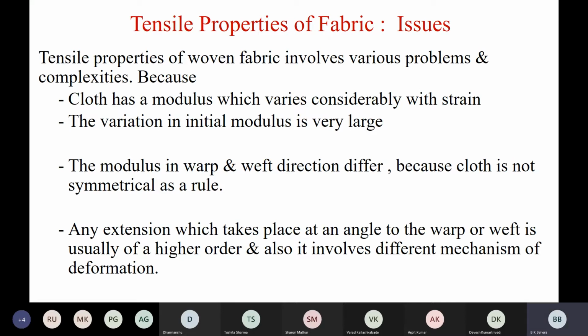We get maximum properties of a fabric either in warp or weft direction. We call it principal direction. If you measure the properties in bias direction, it will be different. It will be less.